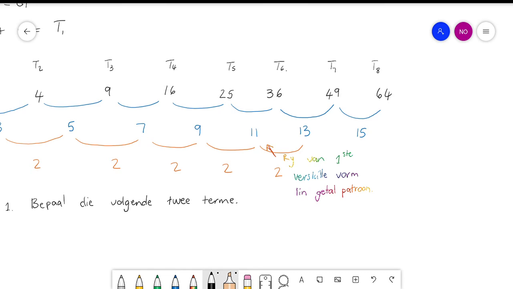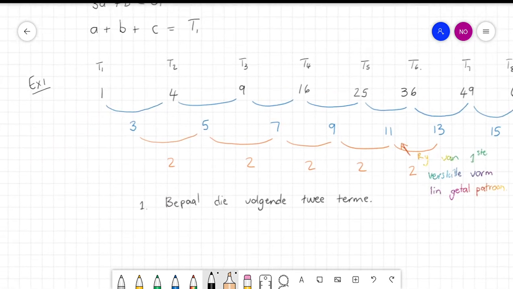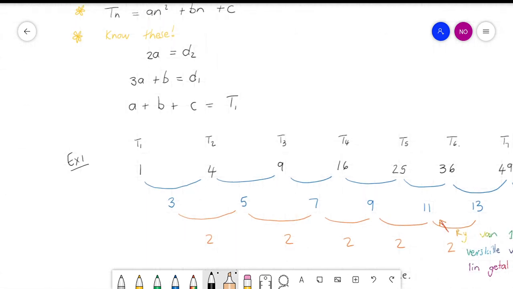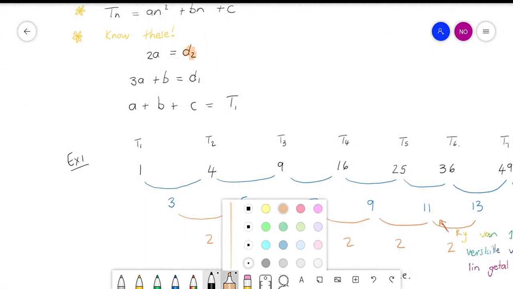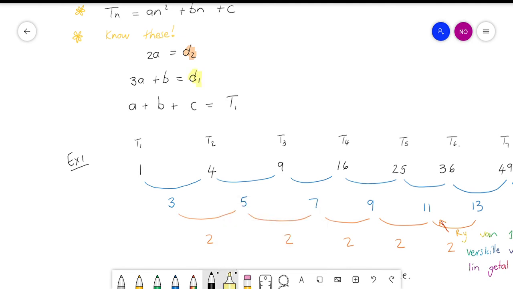Okay, now we're going to get to the applications of those 3 formulas that I told you you have to know. Okay. And I want to talk about these bad boys. The D2 means second difference. D1 means first term of the first differences. And T1 is term 1.